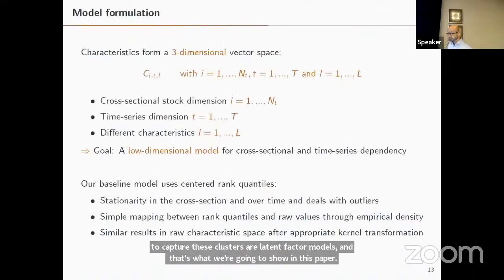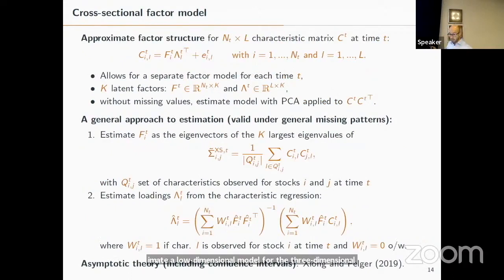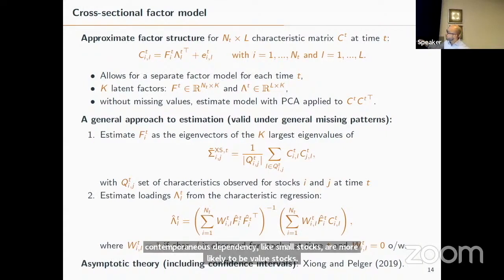Now, let me come to the model. So our data set is a 3-dimensional tensor. So we have around 8,000 stocks, which are observed for 600 months for 45 characteristics. And my goal is to estimate a low-dimensional model for this 3-dimensional array. And what we are using first is a cross-sectional factor model. So let's pick a specific month. So I'm left over with a matrix, 8,000 stocks for 45 characteristics. And I want to capture this contemporaneous dependency, like small stocks are more likely to be value stocks. I will do this with a latent factor model.